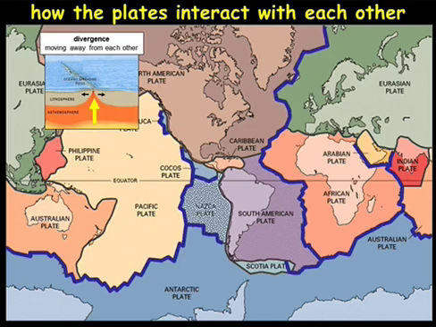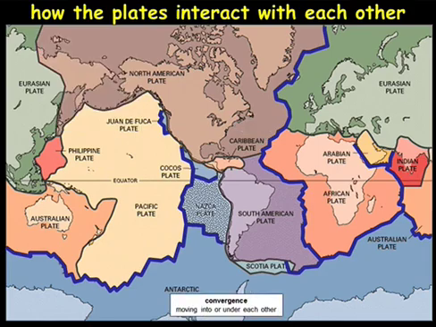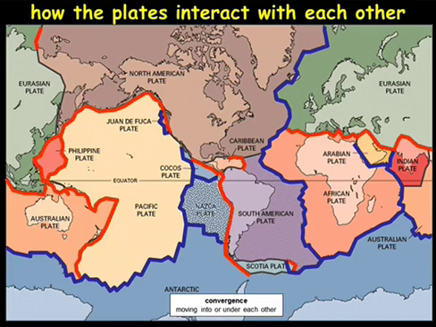The blue lines here show the areas of divergent plate boundaries. An example of a divergent plate boundary is the Mid-Atlantic Ridge. Another way that plates interact with one another is where they are crashing together, called convergence. The red lines show the plates that are converging.